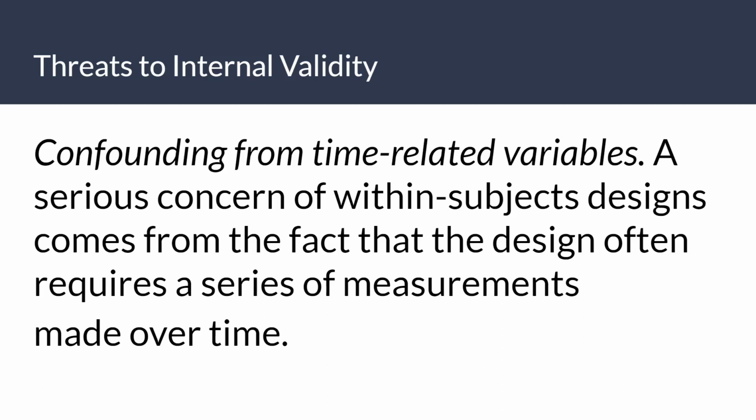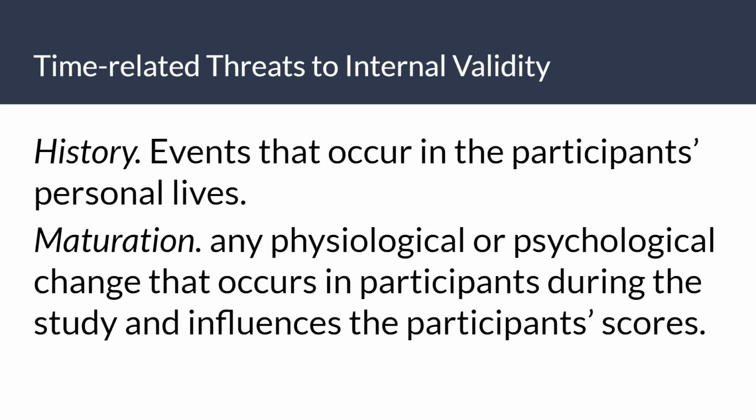So the change in your performance is not due to the manipulation, but it's due to time-related elements. What if I tell you that I want you to come back after 1 month for the second part of the experiment? A lot can happen in 1 month, and the changes that we observe may not come from the experiment, but rather from time-related elements. What are these time-related elements? First, we have what we call history, or the events that occur in the participants' personal lives.